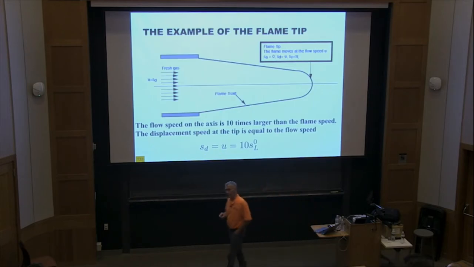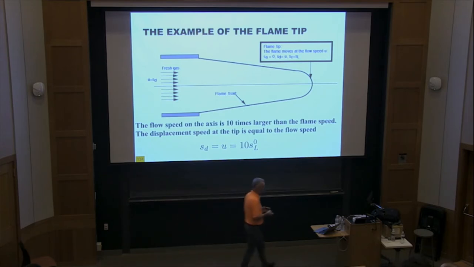Another example of funny behavior is the flame tip. That's something I did also with Thierry a long time ago. He came to me and he said, well, this point here is not moving, okay? The speed here is very large, like 10 times SL. So the displacement speed of that point must be 10 times SL, which, to first order, makes sense. But how is it possible? Well, actually, every time you go to regions which are very strongly curved, you cannot use displacement speeds anymore. They will tell you something stupid.